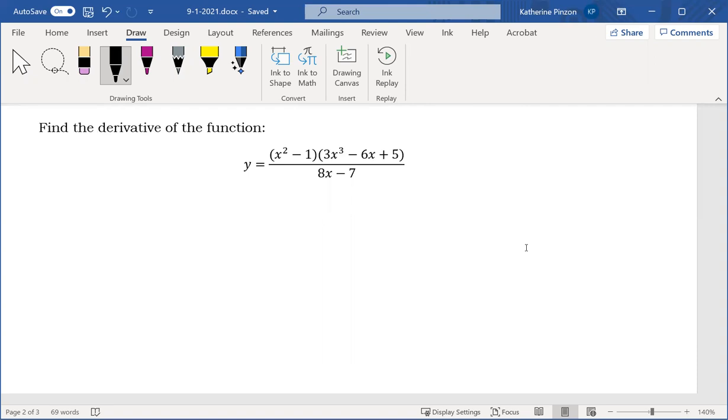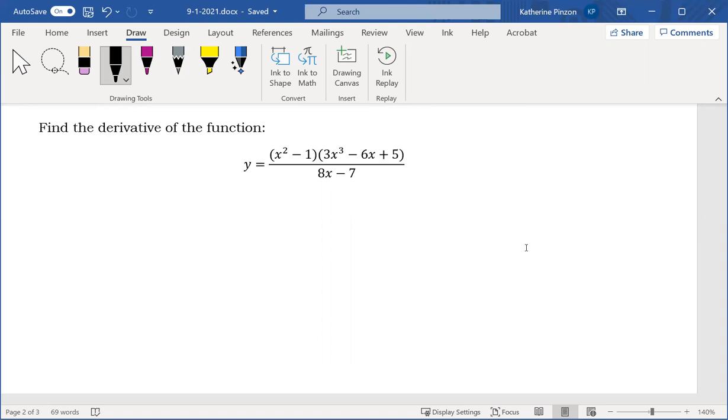Okay, tell me what you notice about this function. Yeah, there's a quotient, right? Because I have a fraction there. But the numerator of this function has a product in it. You see that? So to find the derivative of this, I'm going to have to use both the product rule and the quotient rule.